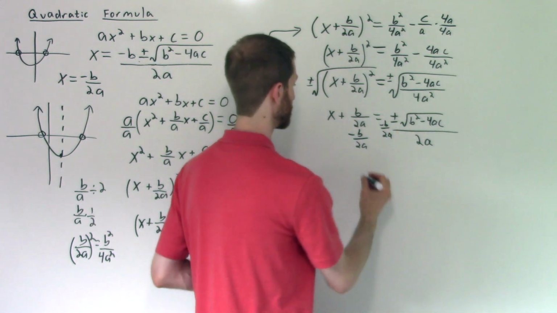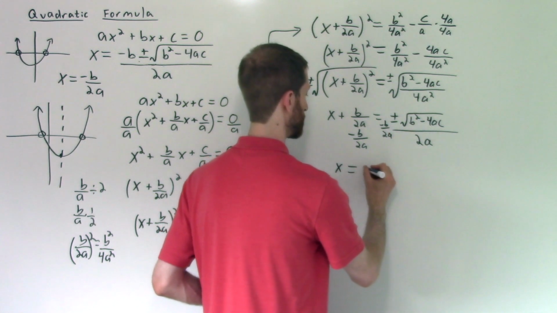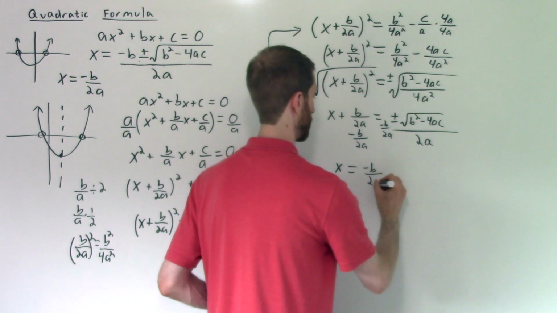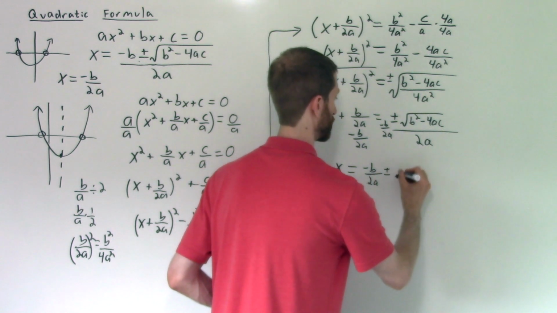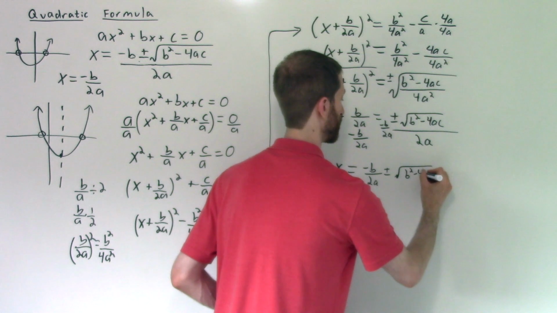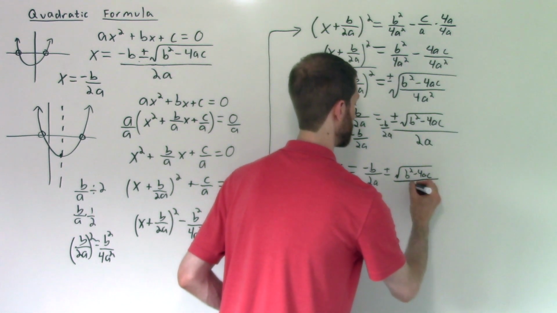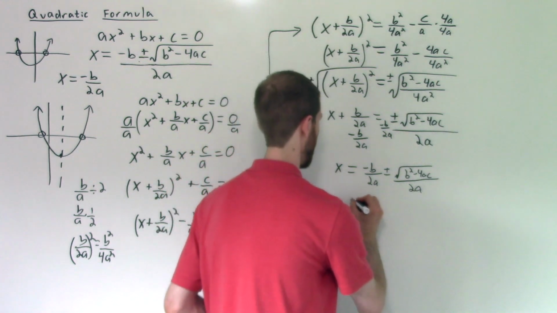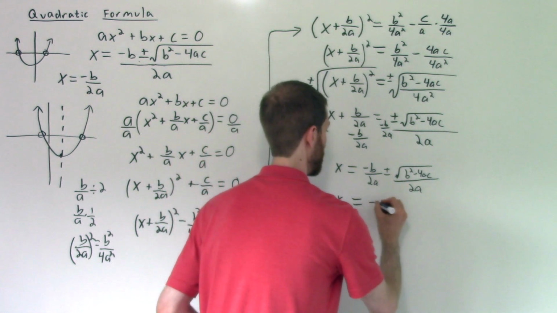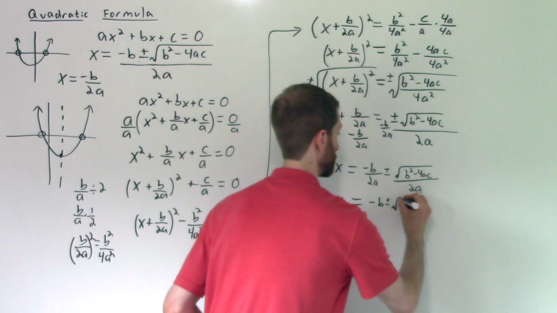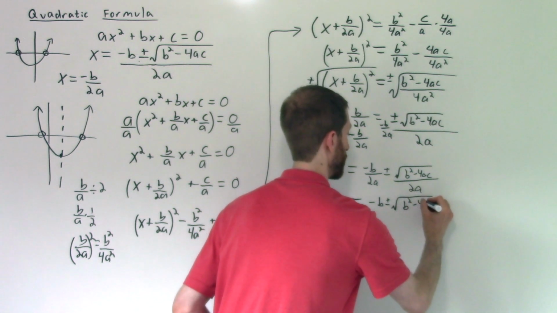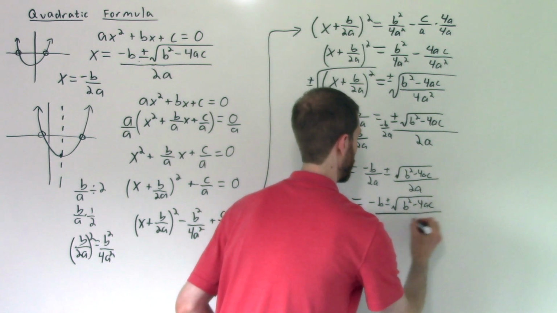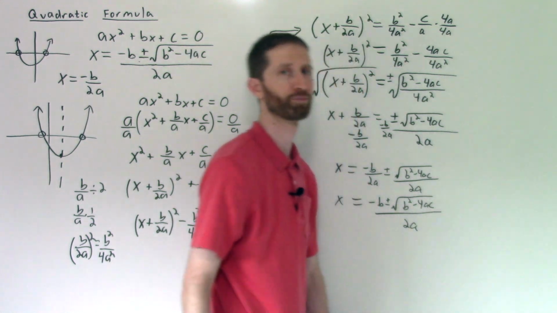So if I'm subtracting that, if you think about it, x equals the opposite of b over 2a plus or minus the square root of b squared minus 4ac all over 2a. And since it's all the same denominator, we can combine it, and look what we get. The opposite of b plus or minus the square root of b squared minus 4ac, all over 2a, which is your formula.